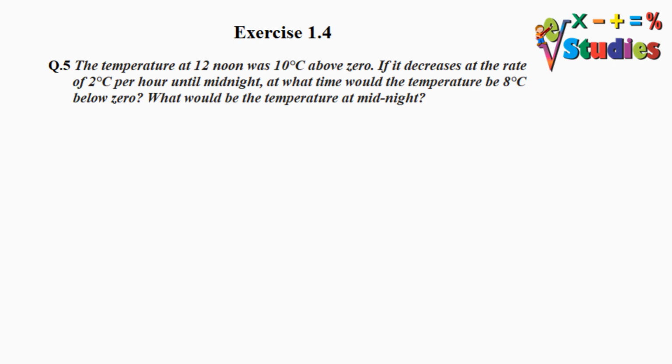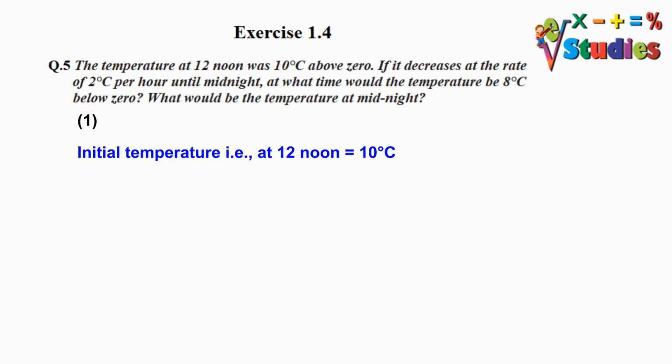First of all, at what time will it be 8 degrees Celsius below zero, and the second one would be what the temperature would be at midnight. So let's do the first one: at what time would the temperature be 8 degrees below zero.